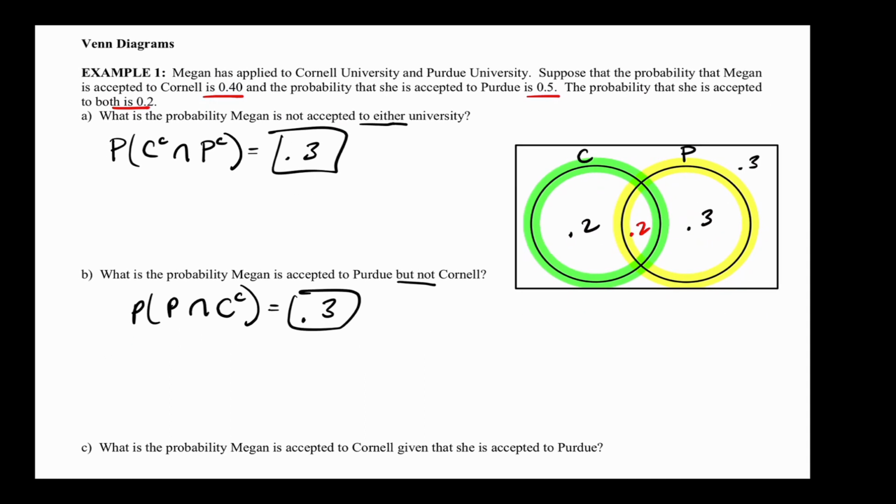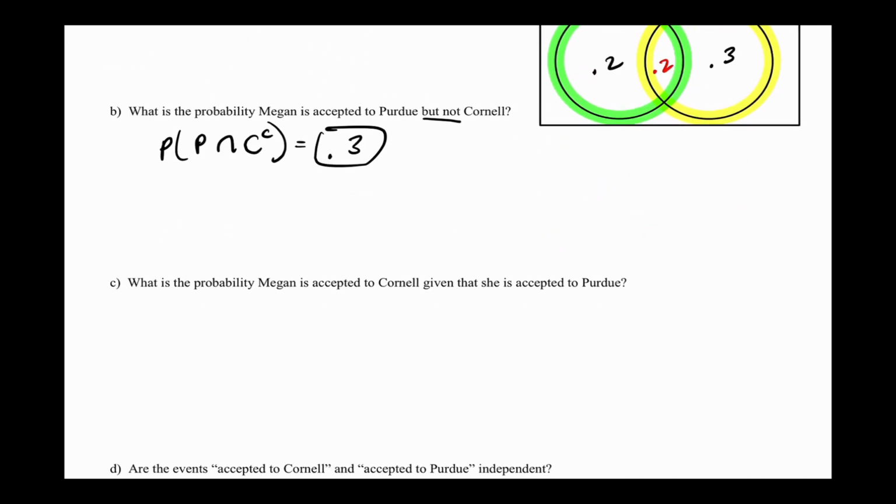Question C is a new one. What is the probability Megan is accepted into Cornell given that she is accepted to Purdue? One of those things has already happened. Which one has already happened? Given that she's accepted to Purdue. There you go, right there.